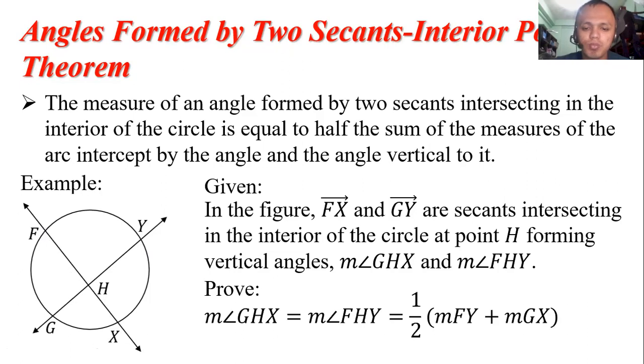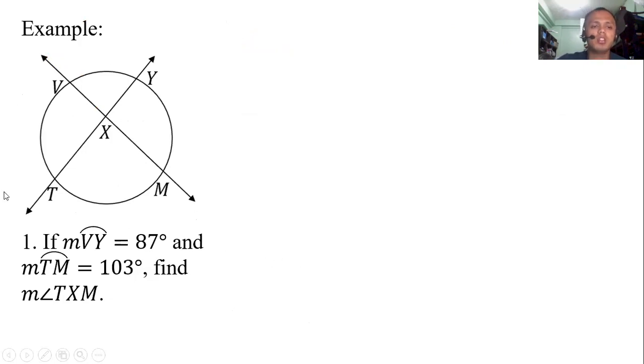Now, we cannot prove this one. So here, measure of angle GHX is equal to the measure of angle FHY, which is equal to half of the measure of arc FY plus measure of arc GX. So ang angle natin FHY, tapos yung intercepted arcs niya are FY and GX. Now, using this formula.